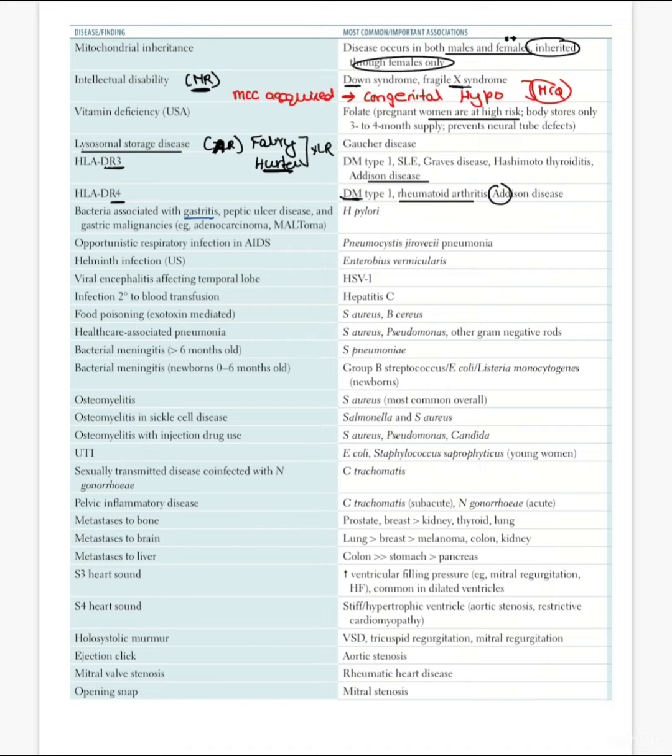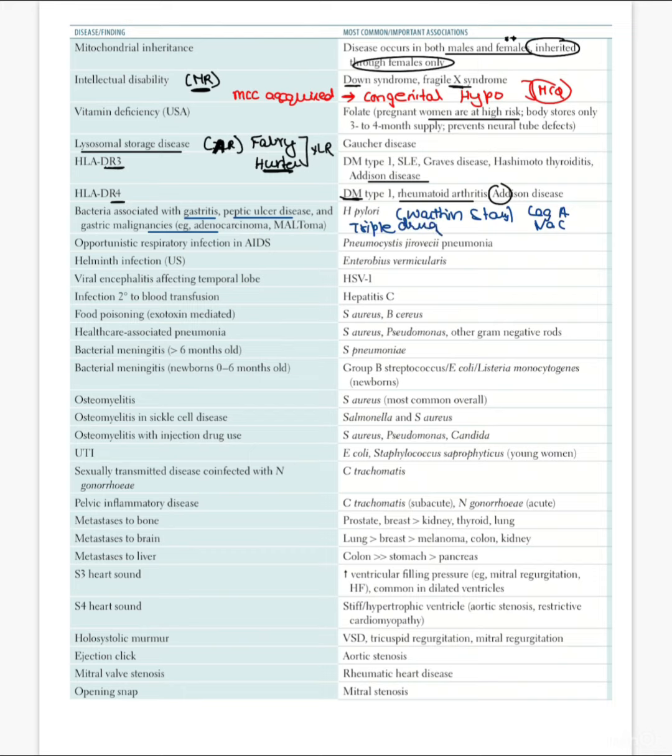Then you have a bacteria that is associated with gastritis, guys, peptic ulcer disease, gastric malignancy, that is your H. pylori. So H. pylori is stained with Warthin-Starry stain. Here we have certain toxins like CagA toxin, VacA toxin, guys. And here we use triple drug therapy for treatment, where we use clarithromycin, amoxicillin, or we can also use lansoprazole, triple drug therapy.